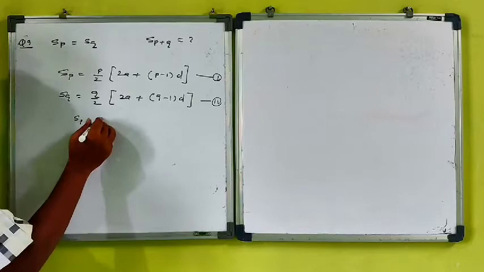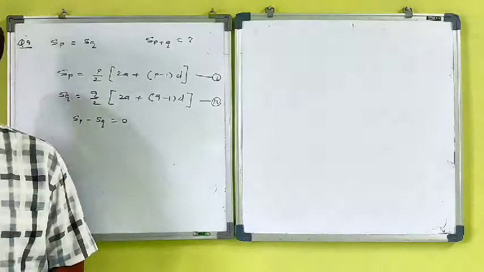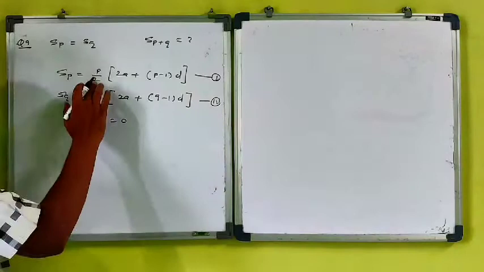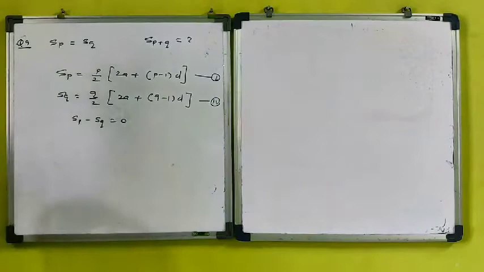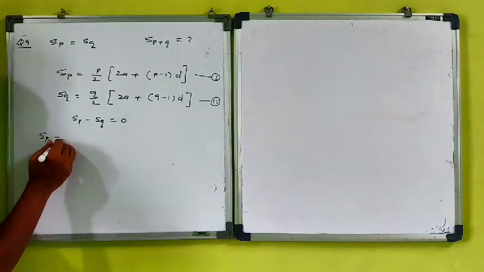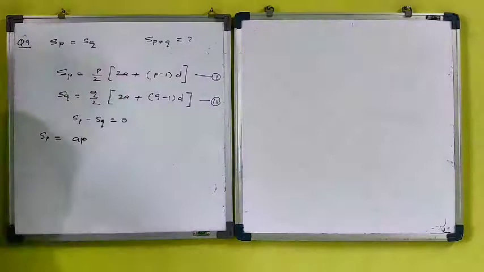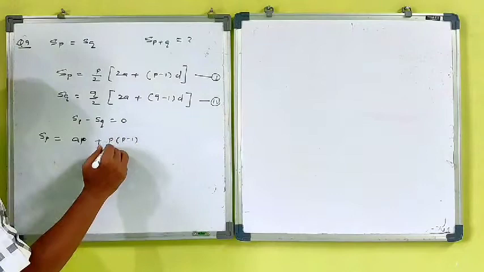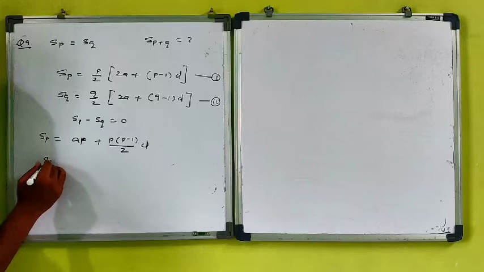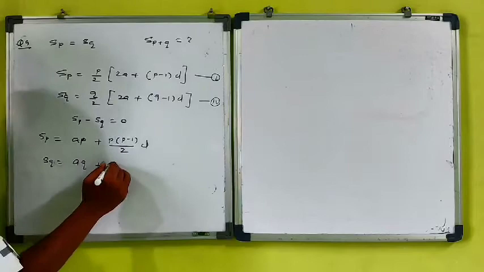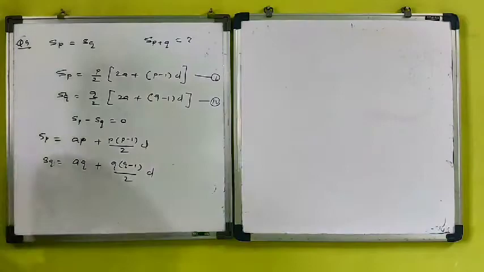So now we subtract. First we multiply by n, so it goes in. Sp is a into p plus p into (p minus 1) upon 2 d. Similarly, Sq is a into q plus q into (q minus 1) upon 2 d. Now subtraction will give you what? Sp minus Sq, which will be 0.